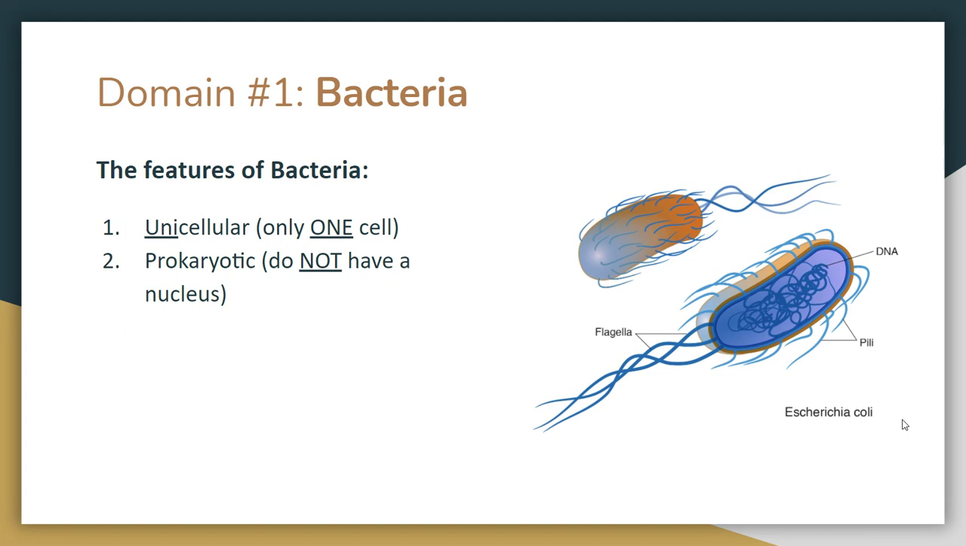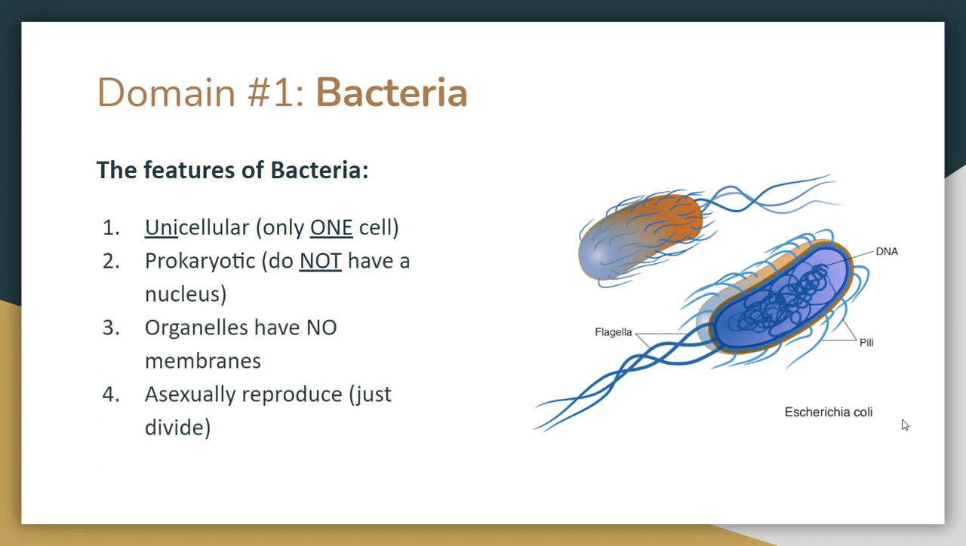Okay? And then lastly, they reproduce asexually, which means that only one of them needs to go through binary fission, which is when it copies all of its DNA and then it splits. They just simply divide, right? So unicellular, only one cell. They do not have a nucleus. They don't have any membrane-bound organelles. And they reproduce asexually. Remember, asexually just means not sexually.